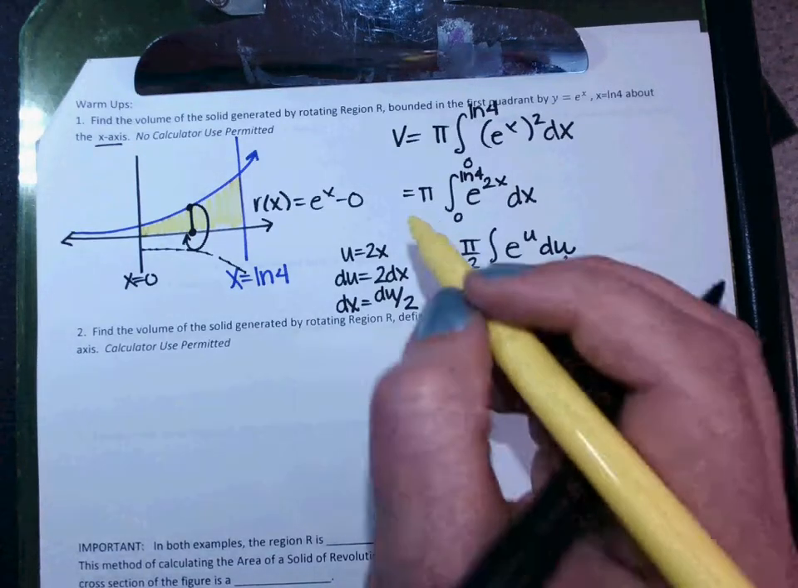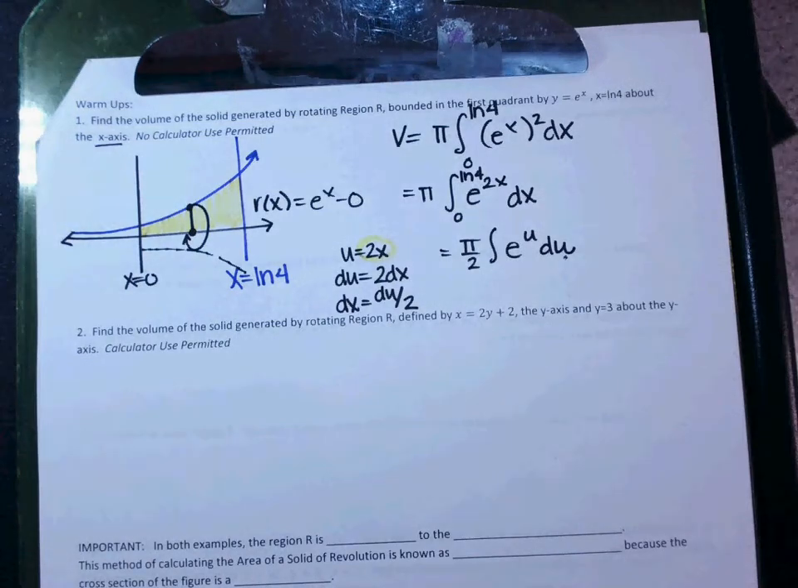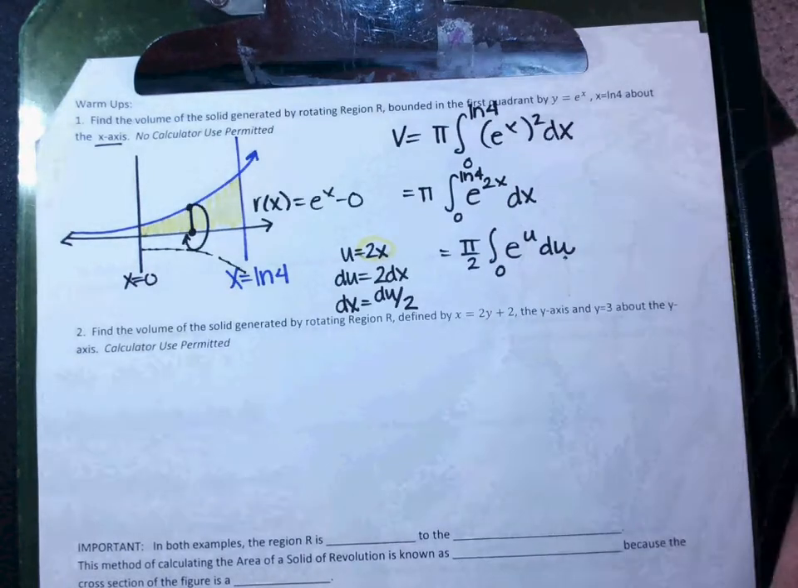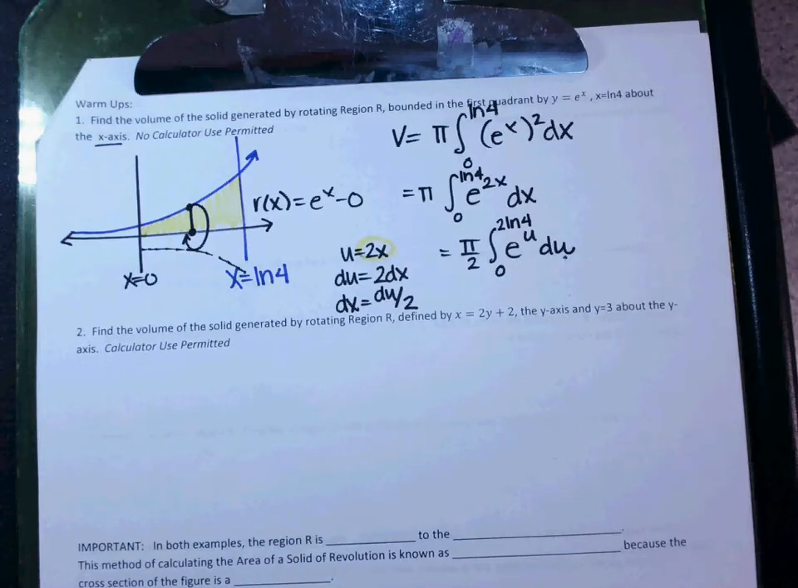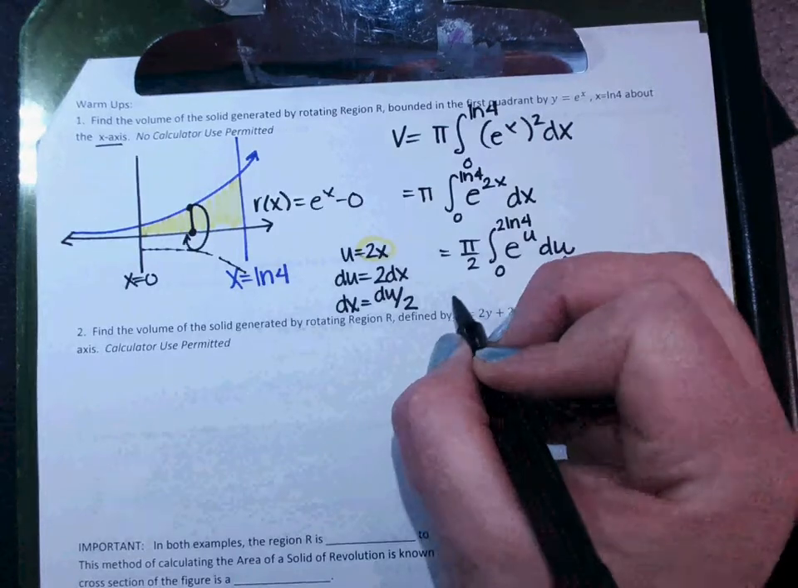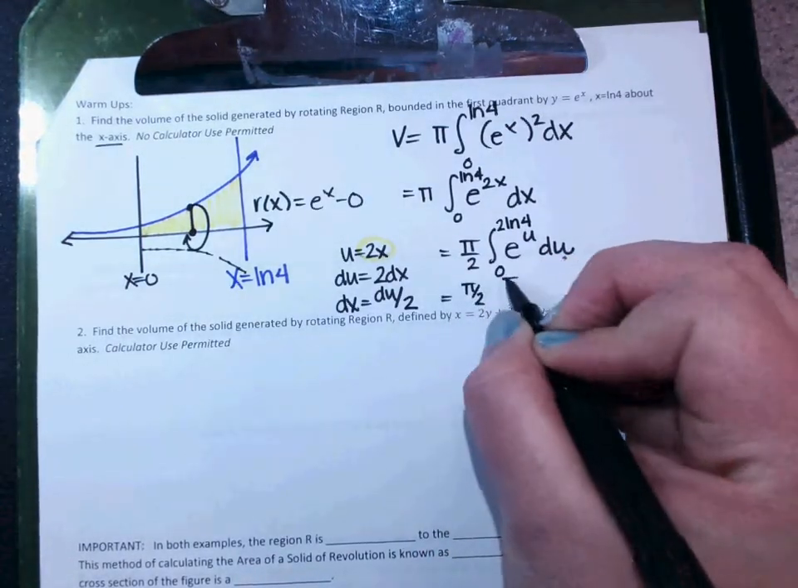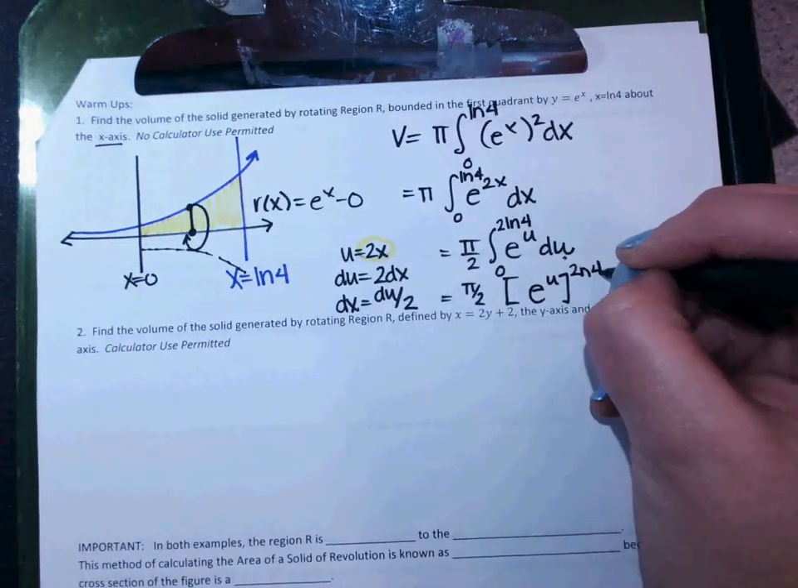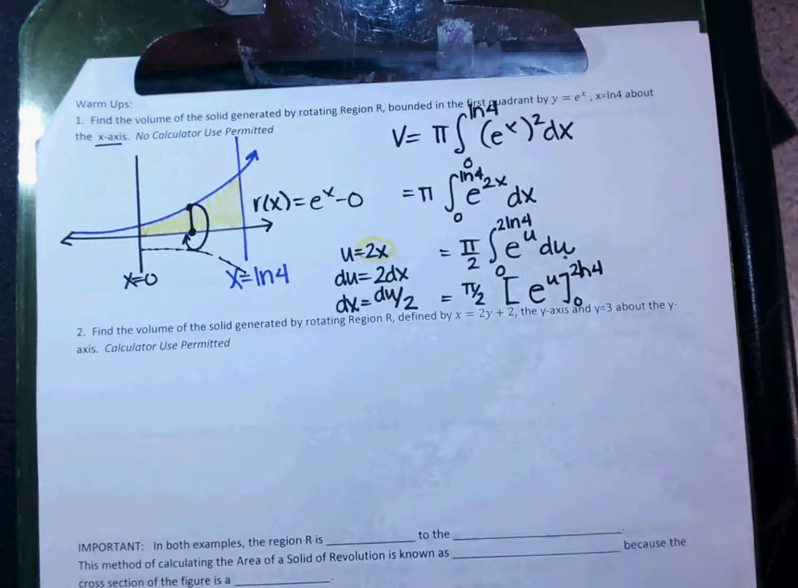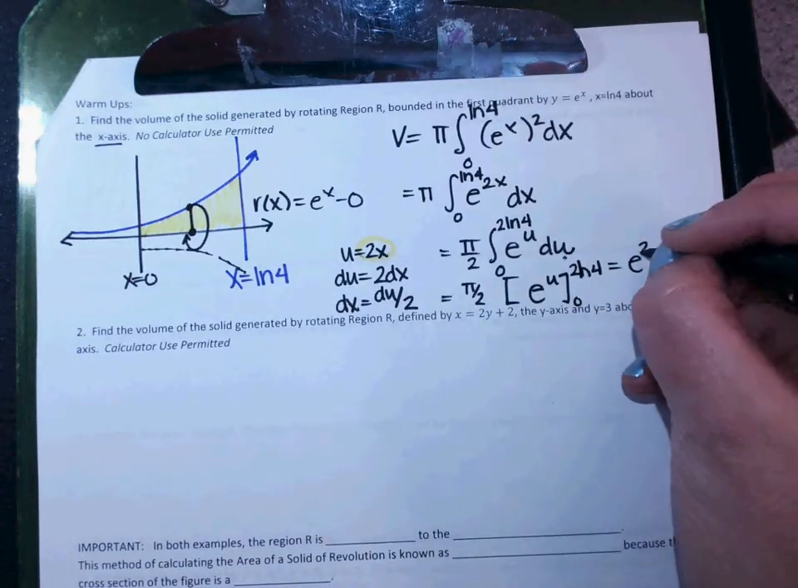So if it's a 2x, what is 0 plugged into 2x? What is ln4 plugged into 2x? ln4 times 2 or 2 ln4. Very good. Okay, from there, what is the antiderivative of e to the u? E to the u. Okay, so I'm going to keep my pi halves in the front. E to the u is what we're plugging in. And then we're going to have ln4 and 0. 2 ln4 plugged in would be e to the 2 ln4.